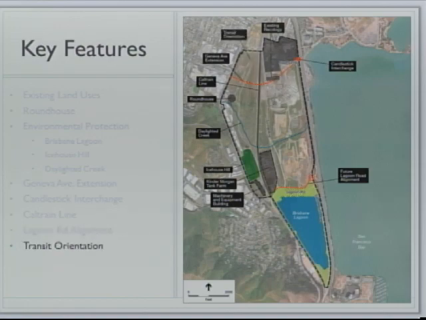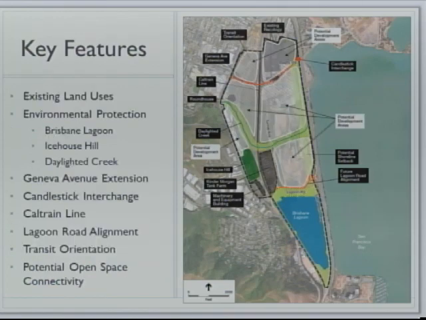And then transit orientation, and what you see in the crosshatch is a half a mile from the Bayshore Station. Open space connectivity, having connected open space throughout the site rather than individual pieces. And one of the things the Planning Commission in their recommendation looked at was a shoreline setback and potential for a shoreline park, so that that would be open to the public to overlook the bay.